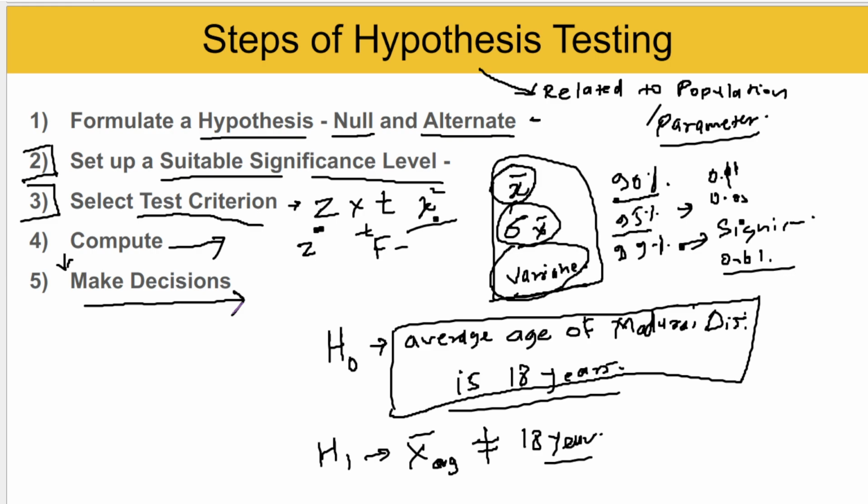Yeah, I didn't get the concept of null and alternate hypothesis. Okay, so you got the idea of hypothesis, yeah. What is the age of India? Average age of India. What is your guess? What is the average age of India?